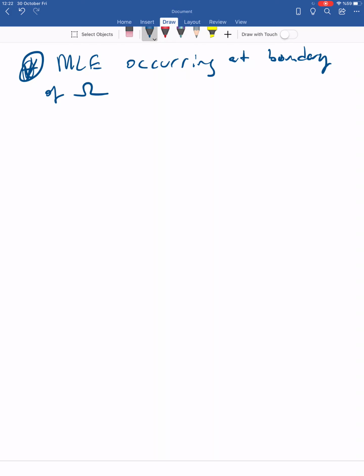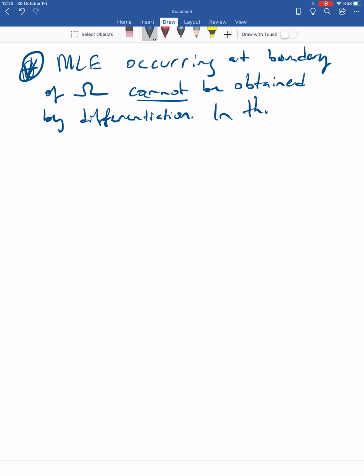So we have this problem. Basically, we cannot obtain the maximum likelihood estimators by differentiation because the maximum occurs at the boundaries in that case. So we have to use the inspection method actually in that case. So we will see how to do that. We cannot obtain it by differentiation, and in this case, basically we can use inspection.